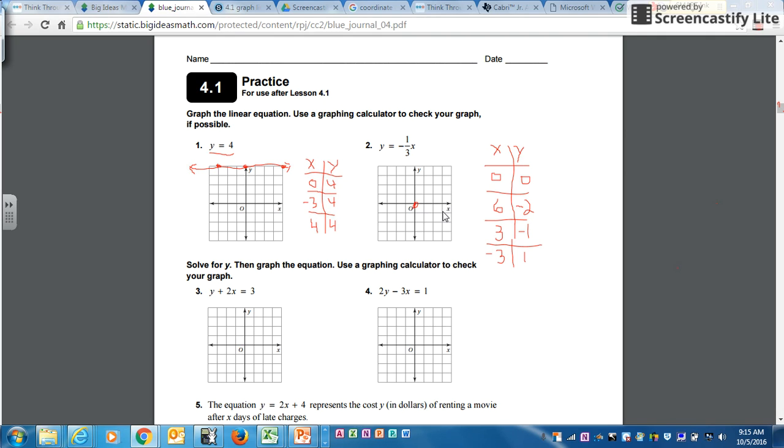Okay, so I have (3, -1). 1, 2, 3, negative 1. I have (-3, 1). 1, 2, 3, positive 1. And now I have a pretty good indication of where my line is, which is right there.